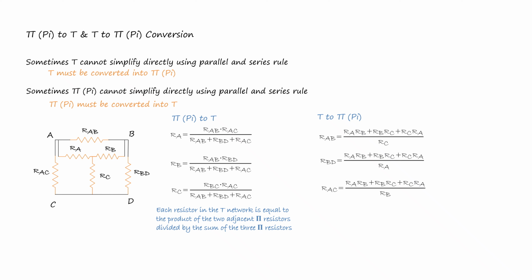Also we use a simple rule: each resistor in the pi network is equal to the sum of the products of all two-resistor combinations in the T network, divided by the opposite T network resistor, where we take two possibilities.